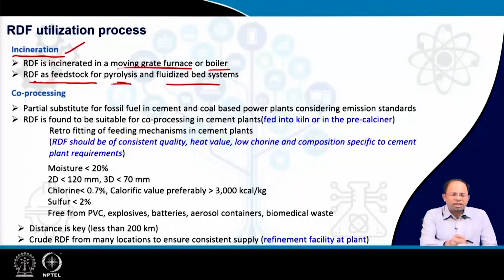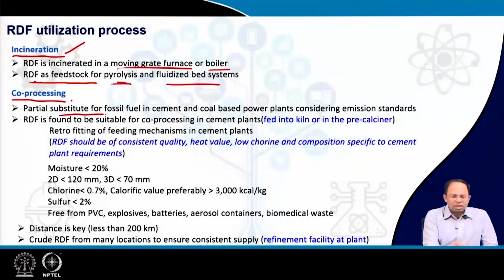Now incineration is burning RDF directly, whereas co-processing is where we are replacing existing fuel used in certain other sectors or certain other companies or certain other furnaces, whichever way you want to put it, so that we reduce the use of fossil fuels and we can use RDF in its place.